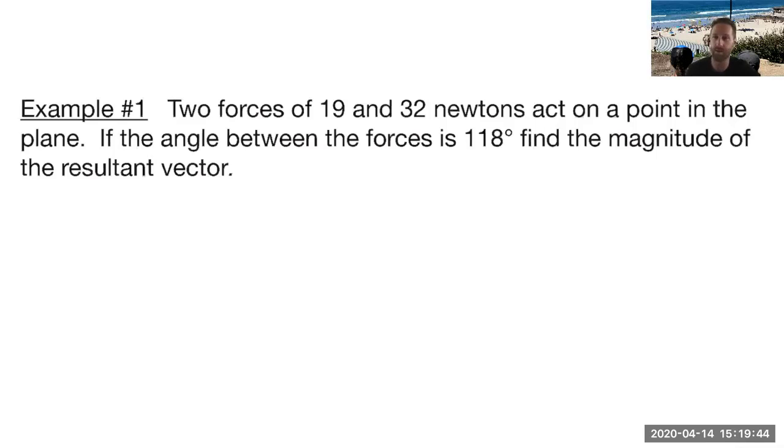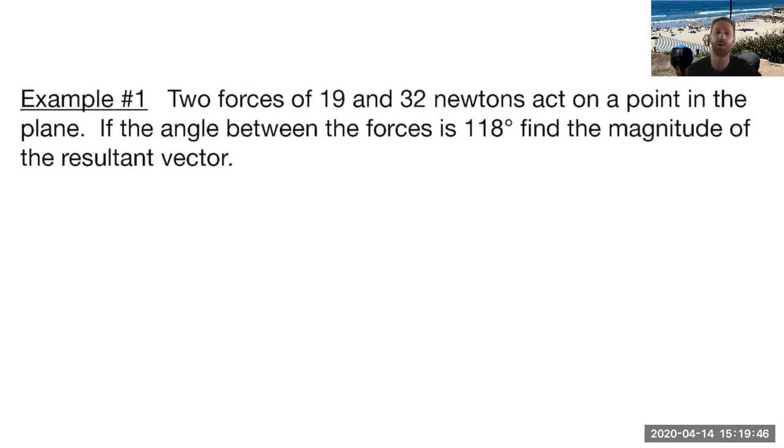So one key thing that I want to make sure that you all remember is drawing these things out really helps you to visualize and see what you're dealing with. So when it says two forces of 19 and 32 newtons act on a point in the plane, I'm not going to get out a ruler and actually measure out 19 centimeters and 32 centimeters so that everything's exact. I'm just going to approximate that. But one thing I can approximate pretty well is the next sentence, which says, if the angle between the forces is 118 degrees, find the magnitude of what we call the resultant vector.